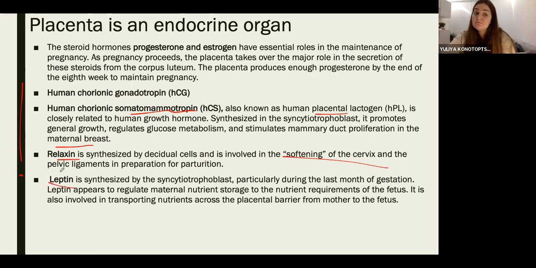And leptin, okay, so leptin is also going to be made there, especially during the last month of gestation. Basically, it makes sure that whatever mom eats goes to embryo. So it doesn't get stored in mom's, I don't know, fat, it goes directly to the embryo. That's what leptin does.